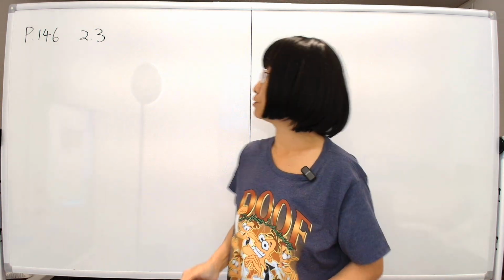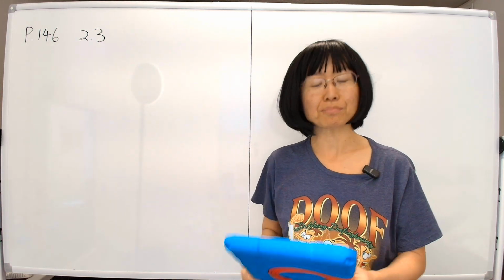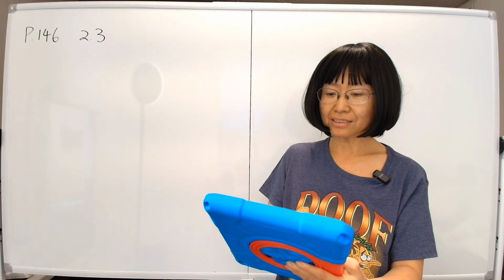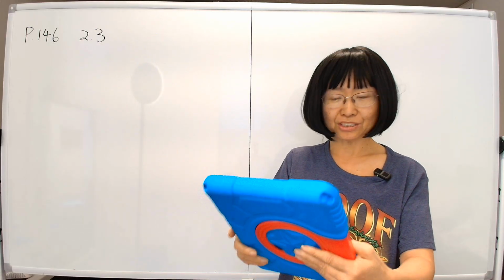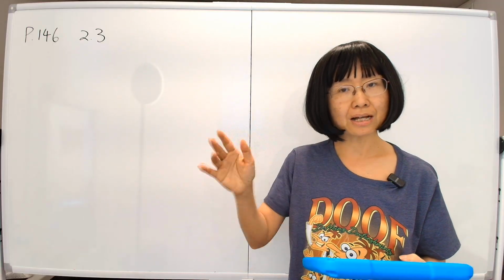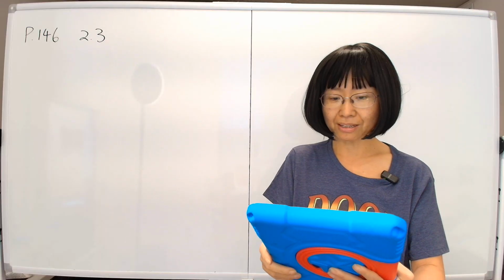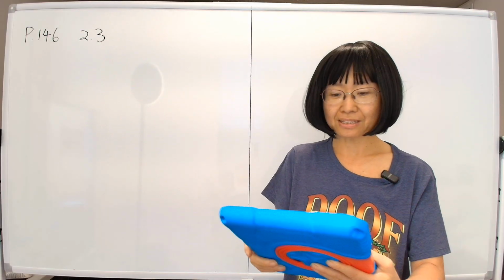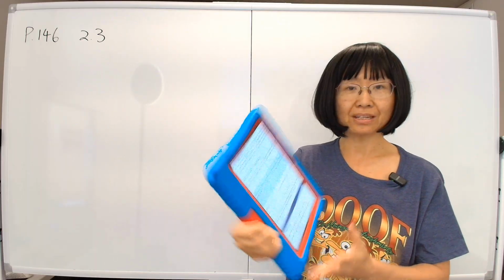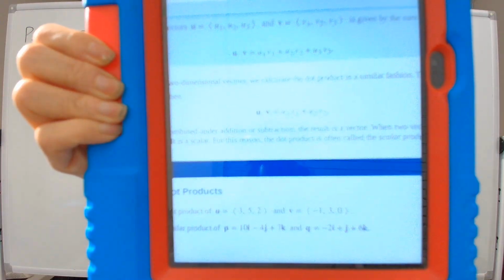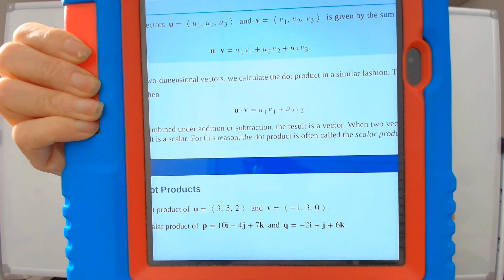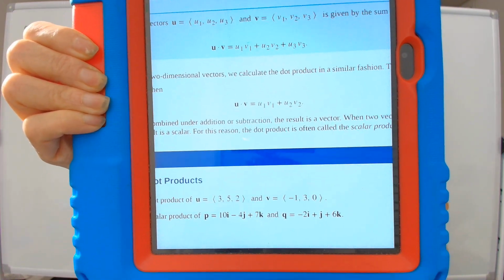Today we are going to do section 2.3, the dot product. The dot product is, what is it? Look down at the definition: when you have two vectors, you multiply the corresponding components. That is, if you have u equals u1, u2, u3, and v is similar, the dot product is simply u1 times v1, u2 times v2, u3 times v3, and then you add it all up.